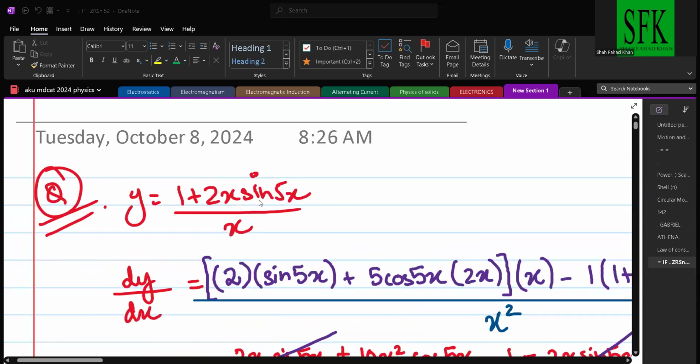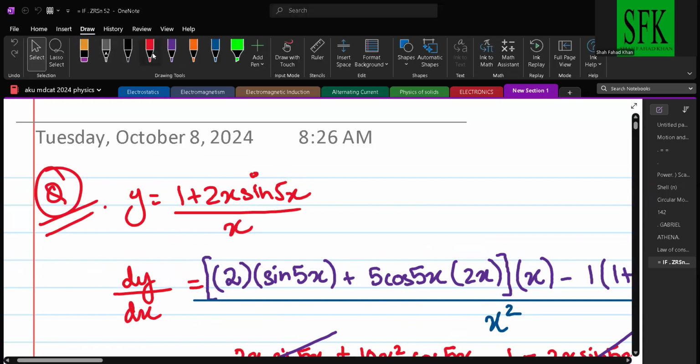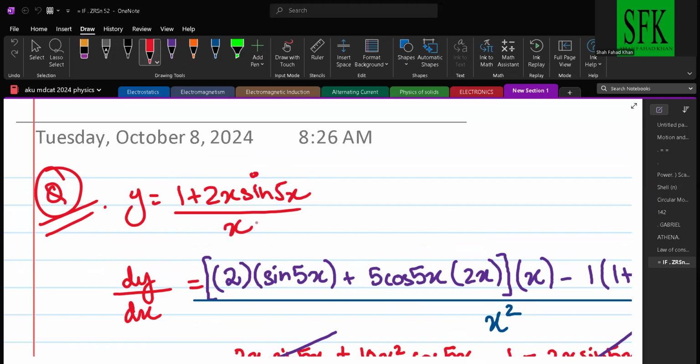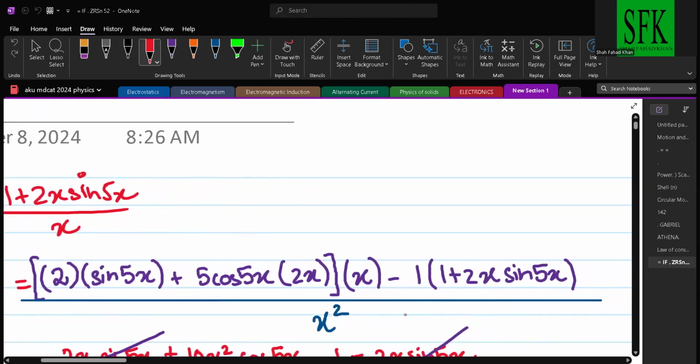y equals 1 plus 2x sine 5x over x. Now you know that the two components of the equation are being divided. So you have to apply the quotient rule, right? What was the quotient rule? You can recall it. For the quotient rule, you have to first differentiate the first number and multiply it with the second number, then minus the differential of the second number multiplied by the first number, divided by the second number's whole square. Okay, I've done that.